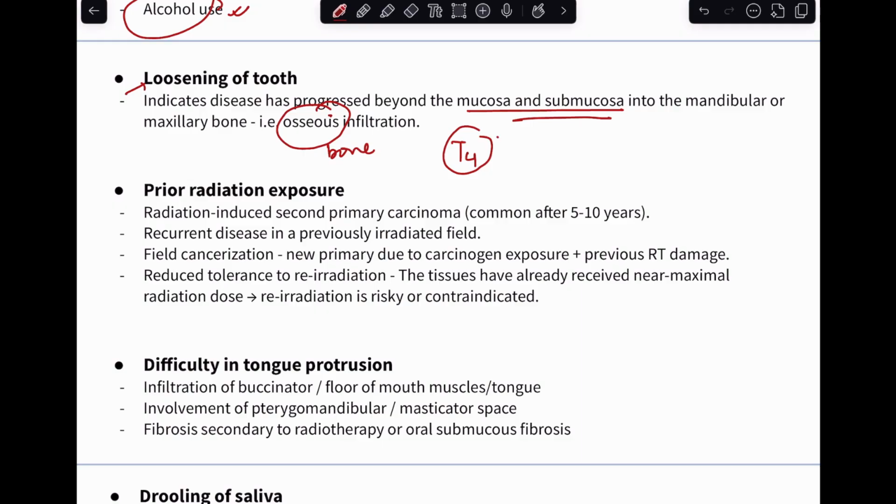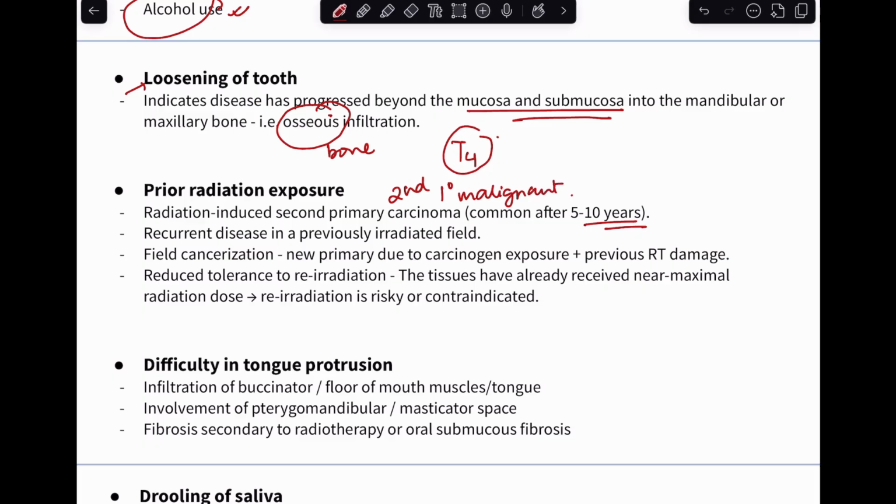Second, taking a history of prior radiation exposure. Now, we know that there are incidences of radiation induced second primary malignancies, which usually happen when somebody has been exposed to a lot of radiation because of some previous early head and neck cancer. So the whole head and neck region gets exposed to radiation. Now, usually after such an incident happens, maybe after 5 to 10 years of this exposure, they can end up developing a second primary malignancy. So that is one possible reason why we are asking this.